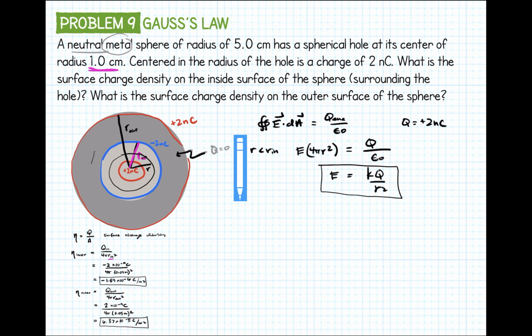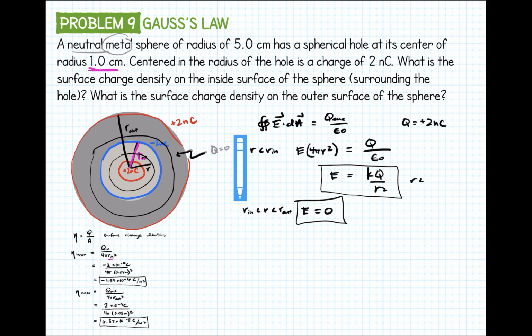Then if you want to take the electric field here, you don't even have to do Gauss's law, you just know you're inside a conductor. So if R in is less than R is less than R out, you can just say E equals 0 because you're in the conductor. The other way you can get that is you know that the net charge enclosed is plus Q minus Q, or plus 2 nanocoulombs minus 2 nanocoulombs, so the net charge would be 0. So this is for R less than R in.